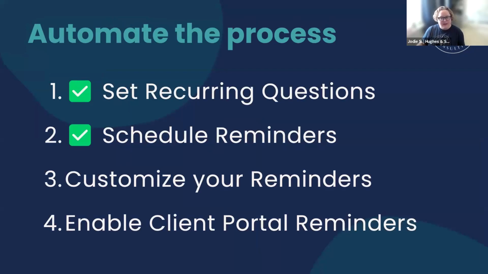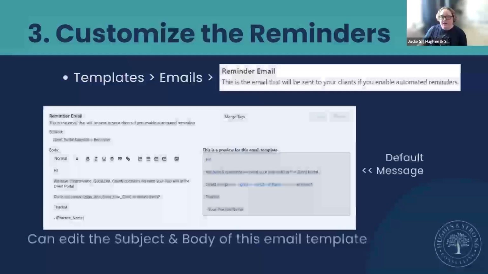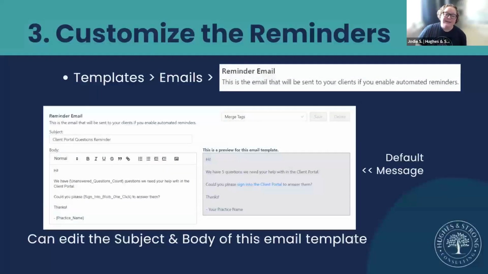Now it's time to customize the reminders. So we have email reminders and text reminders available. To customize your emails, you'll go to templates, select the emails, and then look for the one that's called reminder email. It will have this note underneath it, just like you can see here, that says this is the email that will be sent to your clients if you enable automated reminders. You cannot select a different email from those templates, but you can customize this email.